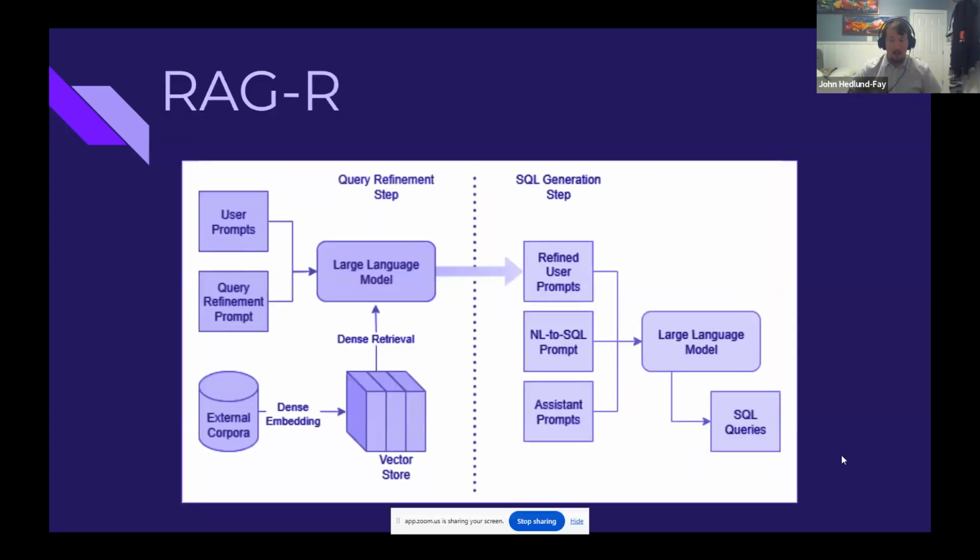The second architecture, which I called RAG-R, R in this case for query refinement, by comparison uses the same dense vector stores and the same user prompts, but instead uses a query refinement system prompt to have the first large language model act as a query refinement engine. Those refined user prompts were then passed along to the same SQL expert along with prompting examples and reasoning.